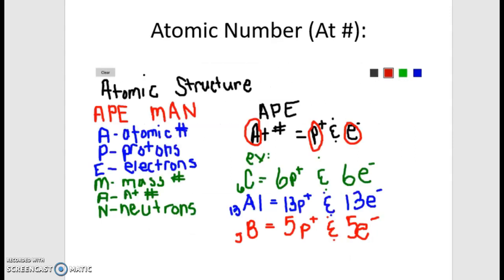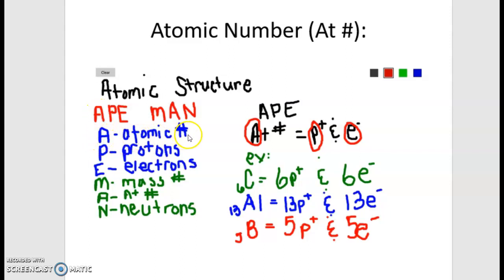So let's look a little closer. There is a structure that you can use, or an acronym, my bad, that says APE MAN. Sorry about that, I had a little dog barking here. So APE MAN is the acronym that can be used to help you decide how many protons, electrons, and neutrons there are in an atom. So let's break it down.